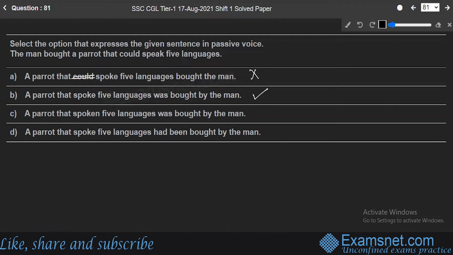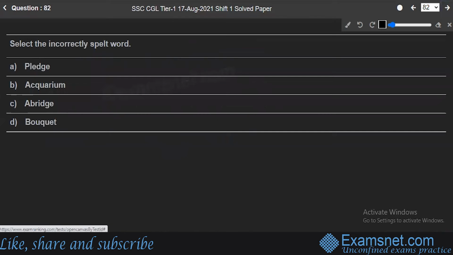A parrot that spoken, no, it should have been the second form. Spoken is the third form, so it is again not the correct one. A parrot that spoke 5 languages had been, here it should have been "was", right? So the only correct option is option B. Hope you are clear with this question, right? Then let's move to the next question, number 82.